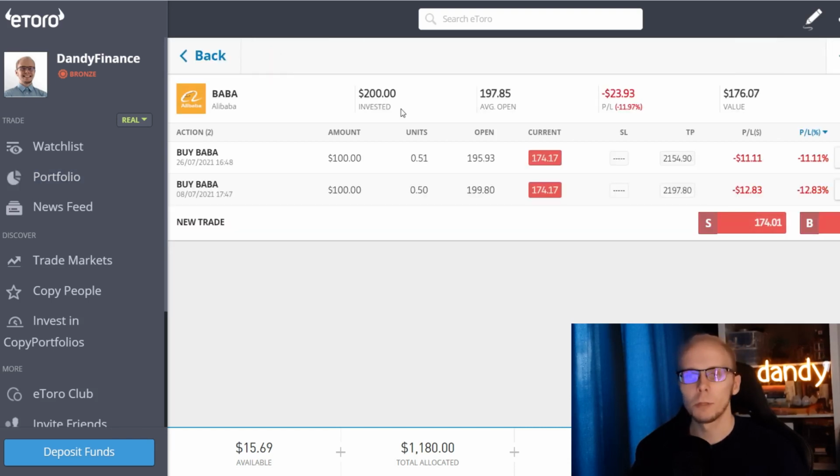We still have a position in BABA available, so currently there is $200 invested, with an average buying price of $197.85. Unfortunately, we are down for 11.9% on this position, and that makes a value for it at $176.12. Let's see how the stock moves in the coming week, but with the extra support price target, I think we will be able to trade the name more often.